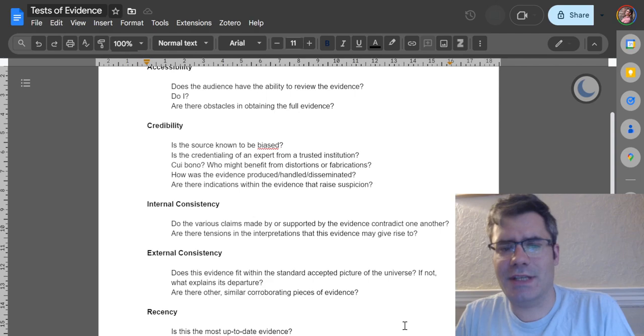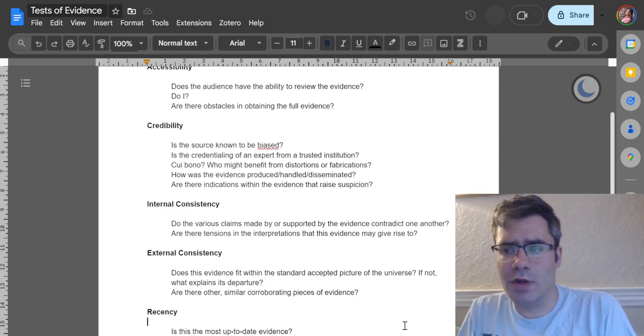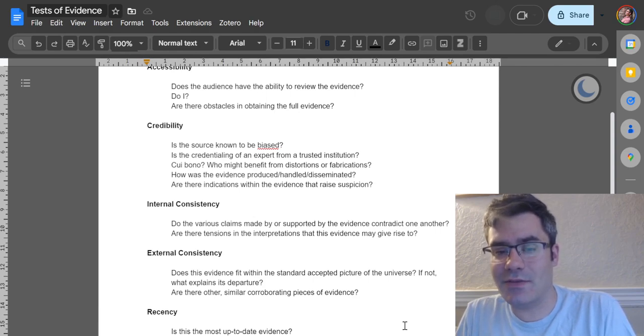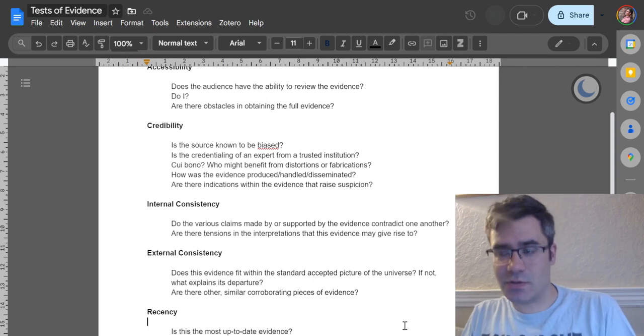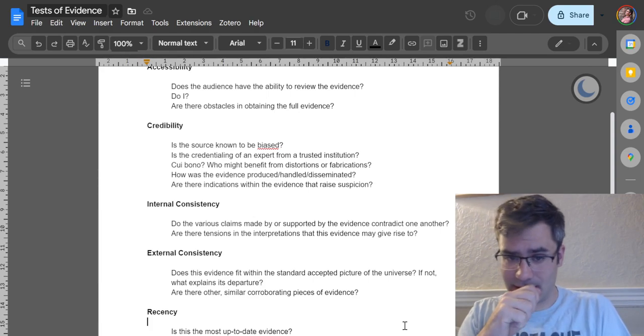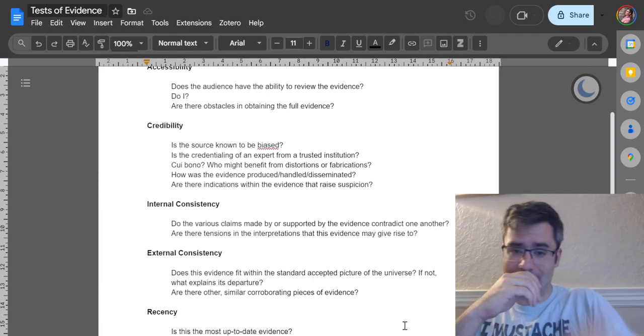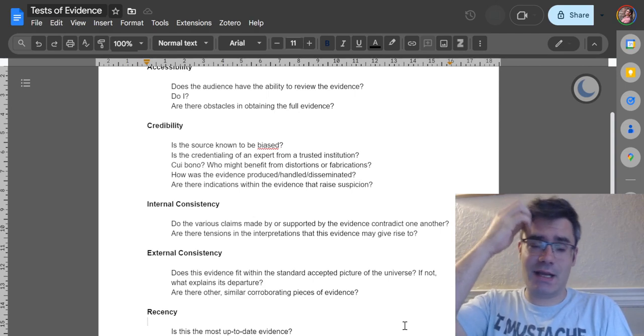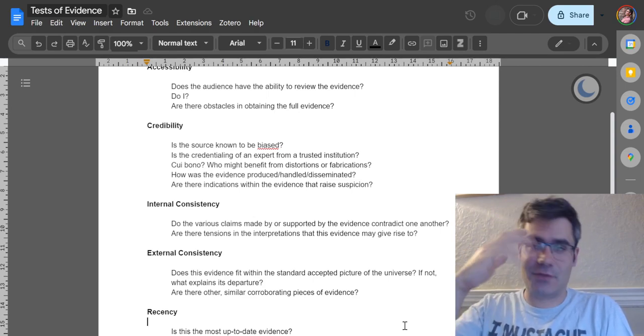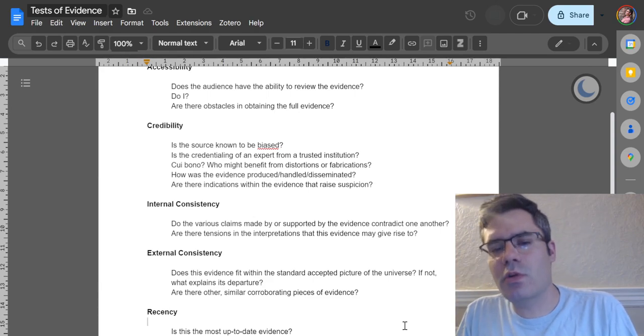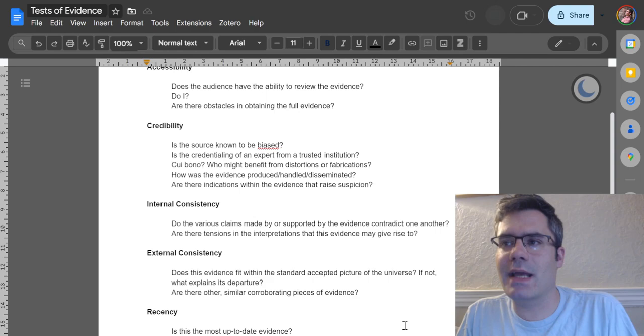And then there's credibility. Credibility here is, I think, one of the primary tests of evidence, one that many people think about when they're evaluating evidence. Is the source known to be biased? And by bias here, we don't just mean the normal biases that all human beings have, of cognitive bias or of selection bias, or we might have confirmation bias. We're really here thinking about, is this a bias that is going to really deeply distort the evidence in a way that we can no longer trust it? So this is the most serious form of bias.